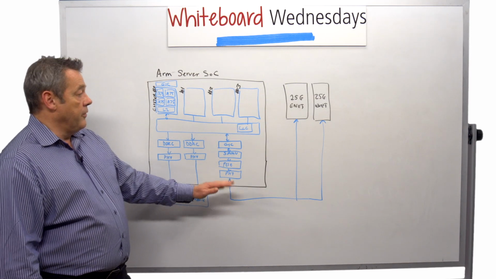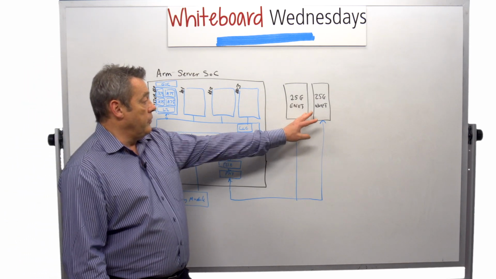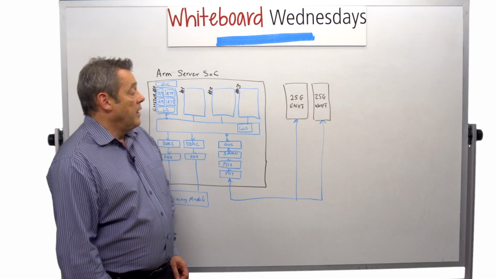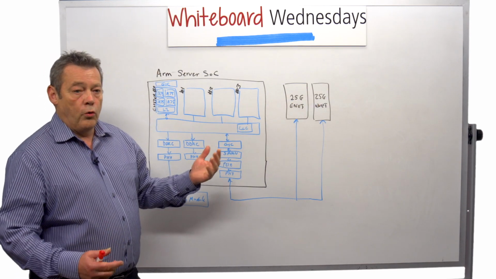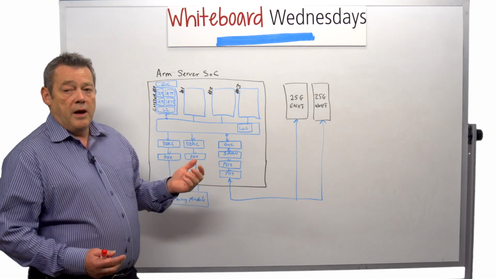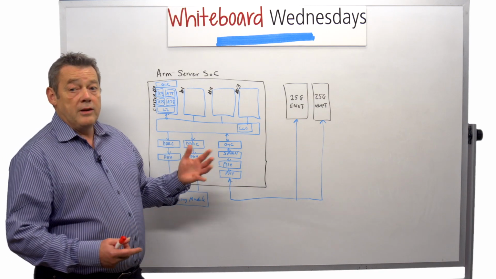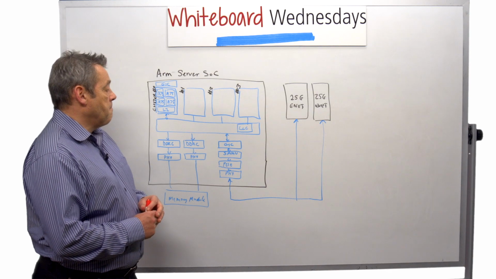Typically in an ARM server we have some external PCI Express devices. So here I've drawn a couple of 25 gig Ethernet. We could have storage or other kinds of devices, accelerators, anything out here.